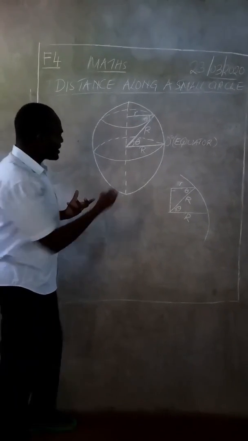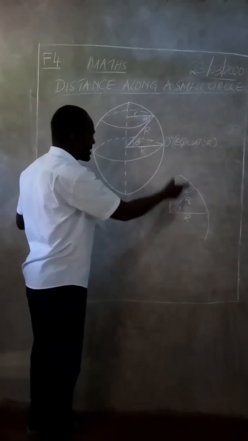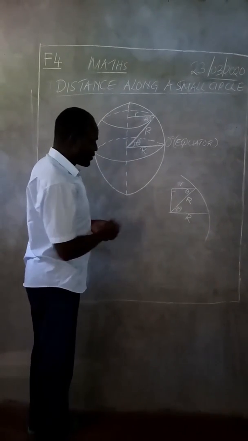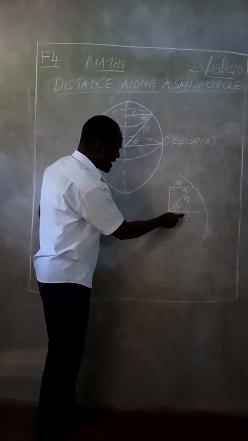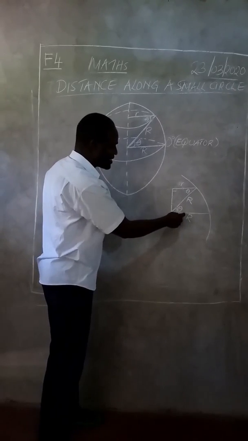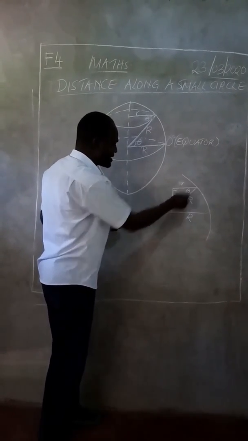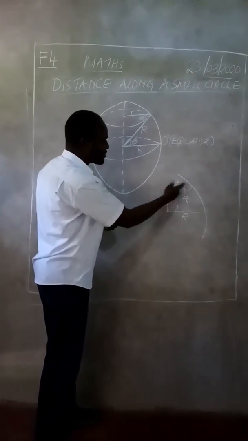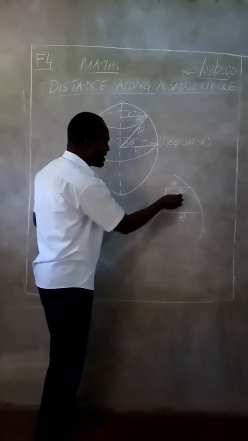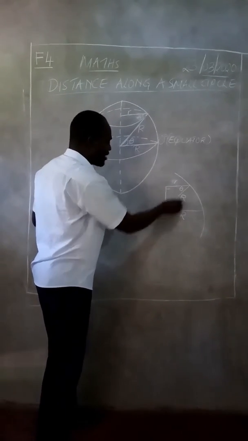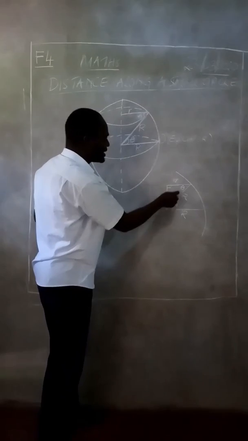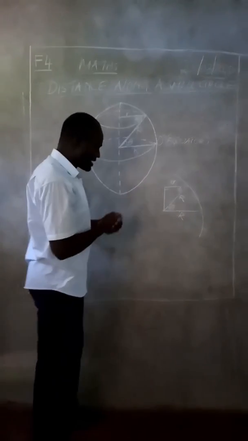Number two, we can extract this diagram and make it simpler. This R is capital R, which is the radius of the Earth, which is the same as this one. And this one is the radius of the small circle. Because this one is a diagonal and these lines are parallel, this angle here and this angle are the same.